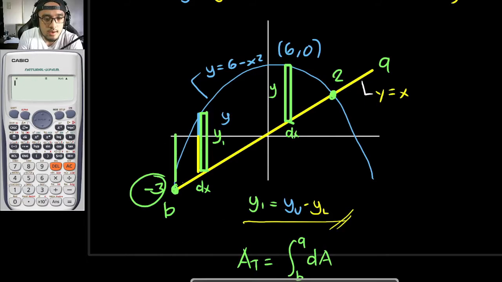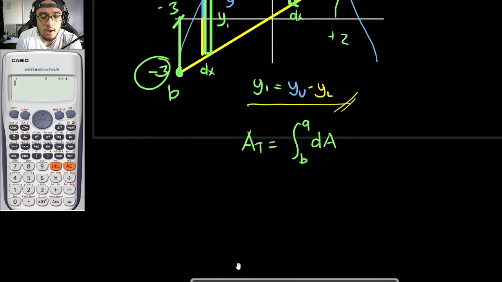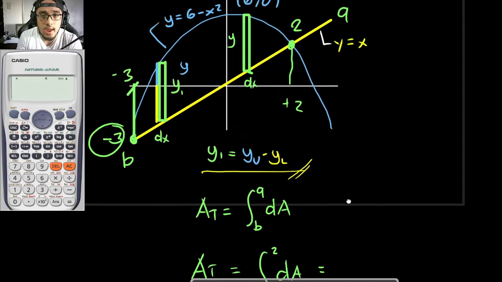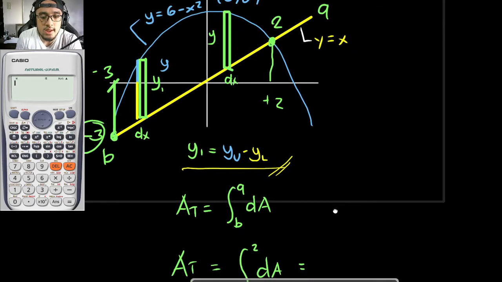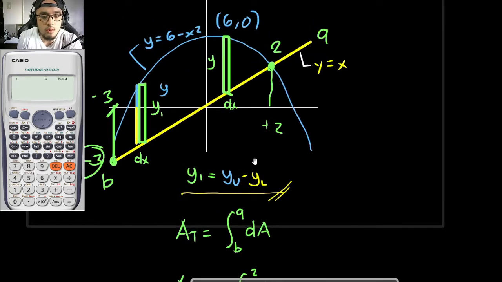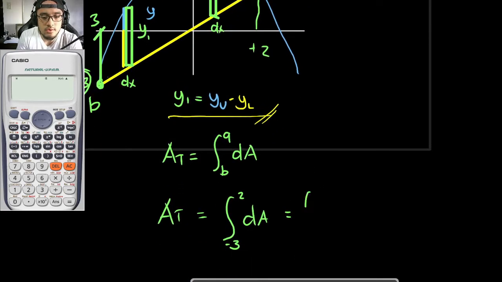So this is x. This is negative 3, and this one is positive 2. Meaning our limits now become: the total area is equal to the integral of dA from negative 3 to positive 2. Once again, our dA is equal to y times dx, but our y is equal to y upper minus y lower. So this is now the integral from negative 3 up until 2 of y upper minus y lower times dx.